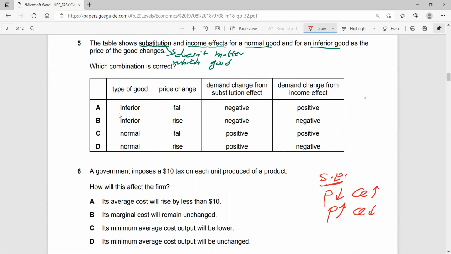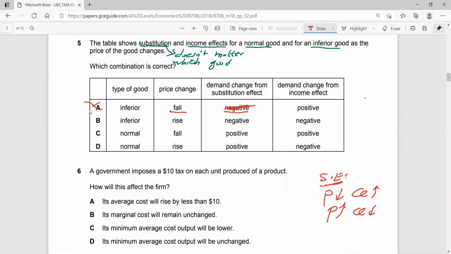If the price falls, i.e. the price decreases, we know that you should be able to buy more by the substitution effect. Because if a good's cheaper, you would substitute in favor of it, i.e. you would try to buy more of it. So the demand change from the substitution effect shouldn't be negative, it should be positive. So we can just cross this out.